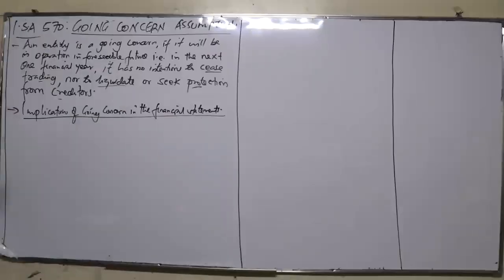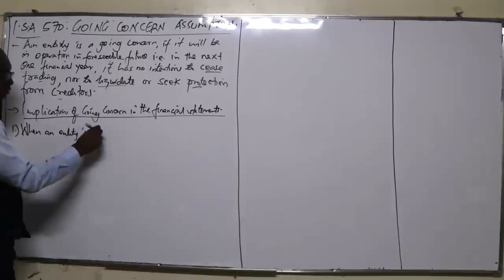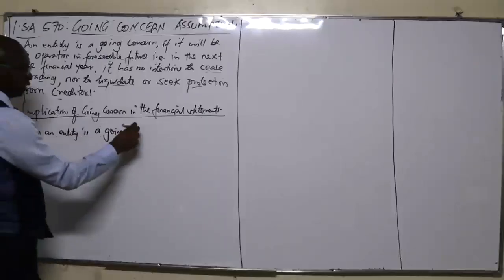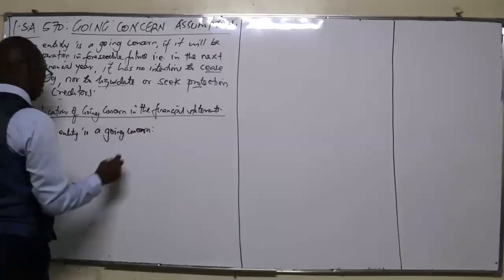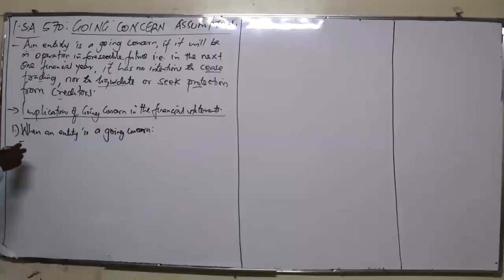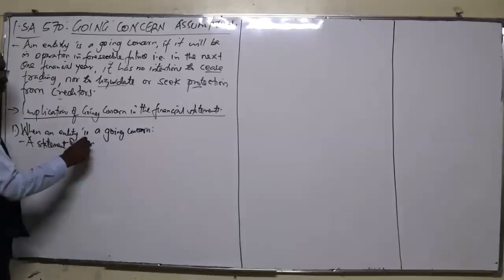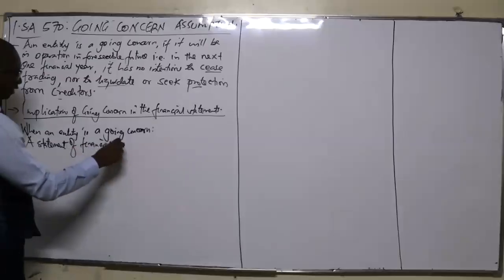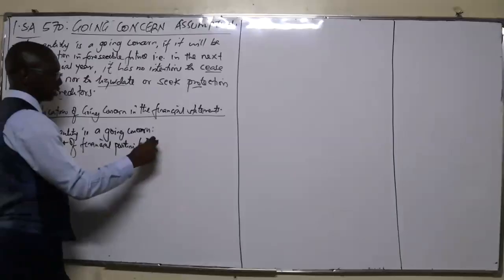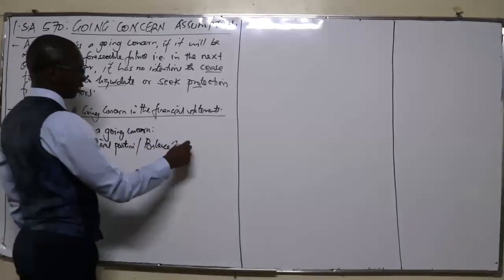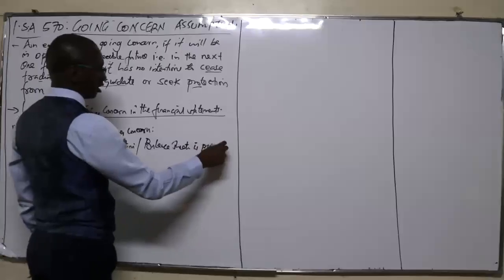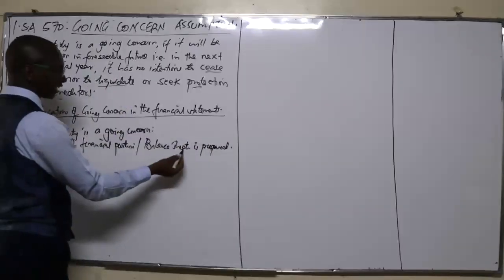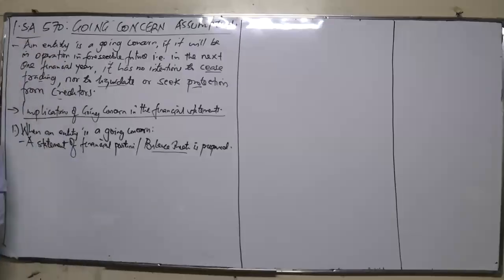So we start by asking ourselves, what happens when an entity is a going concern? When an entity is a going concern, this is where you find yourself preparing a statement of financial position, stroke balance sheet. So get this right. When you find a client preparing a balance sheet, then they are a going concern.